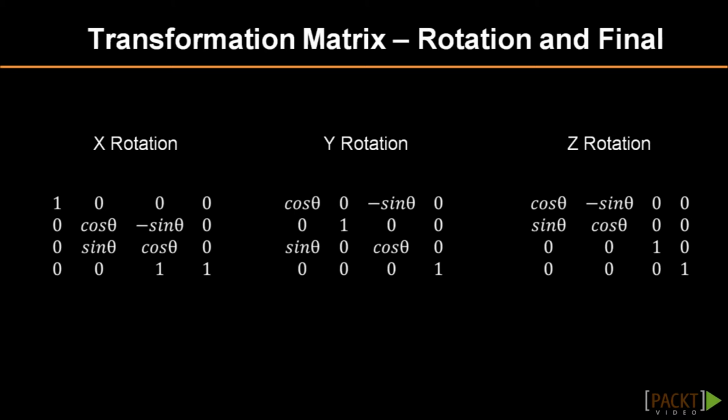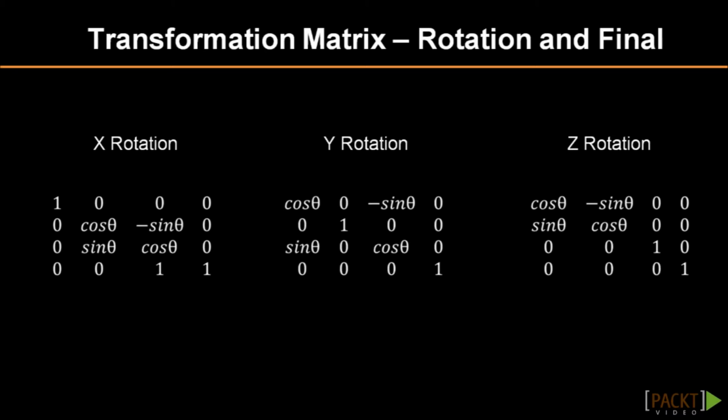As seen here, for each rotation, the row and column of the axis that the object is rotating around will always be the same as the identity. For example, in the X rotation as seen here, the row and column with the X-axis are all zeros except for this value here, which is 1.